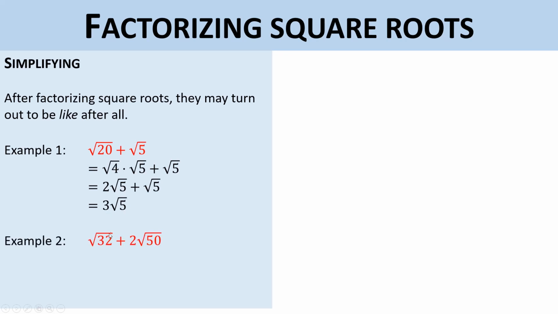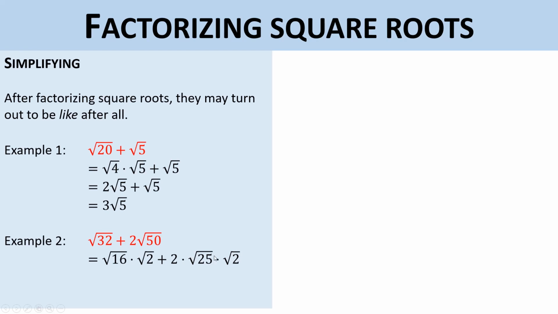And a similar example, square root of 32 plus 2 times the square root of 50. These seem to be unlike, but if we simplify them first, we will see that 32 is actually 16 times 2. And 50 is actually 25 times 2. So let's rewrite this as square root of 16 times the square root of 2 plus 2 times square root of 25 times the square root of 2.